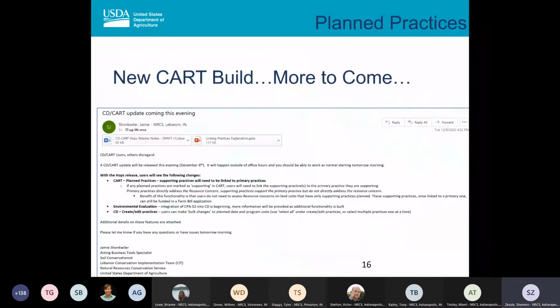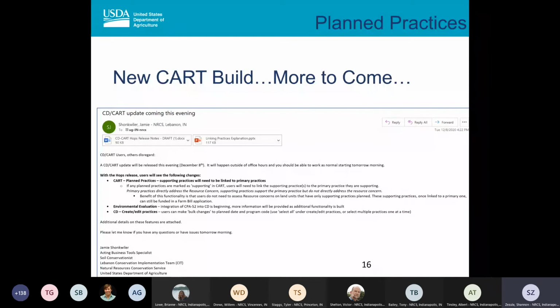All right. As I mentioned, many thanks to Jamie Schonkweiler for stepping up while Jennifer's up helping the nation. She did send this message out to everybody, letting everyone know that there was a new CART build that was pushed out the evening of this past Tuesday, and you can see some of the things that are in that build. Again, we will be getting you more information as needed on this. We're not going to get into detail today. Just wanted you to be aware of that.